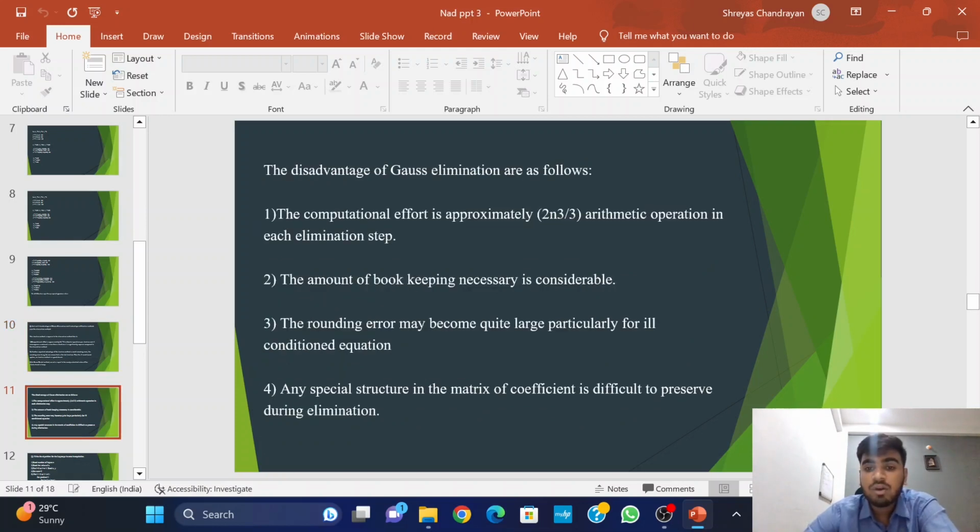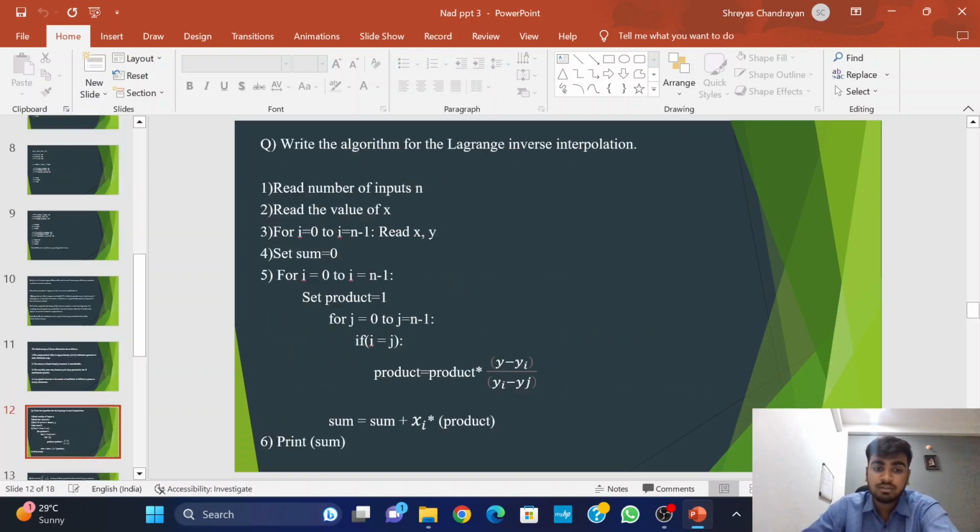The disadvantages of Gauss elimination are as follows. The computational effort is approximately 2n^3/3 arithmetic operations in each elimination step. The amount of bookkeeping necessary is considerable. The rounding error may become quite large, particularly for ill-conditioned equations. Any special structure in the matrix or the coefficient is difficult to preserve during elimination.